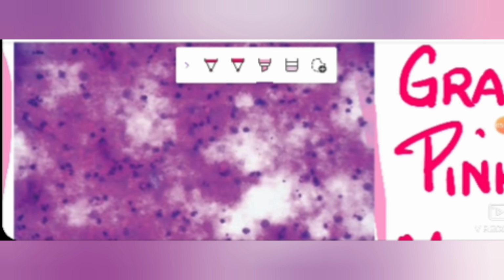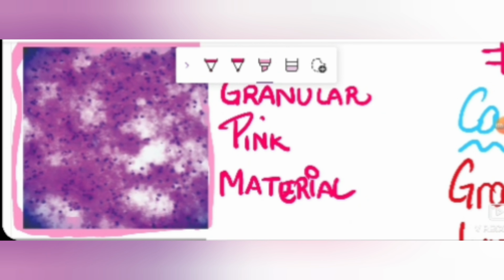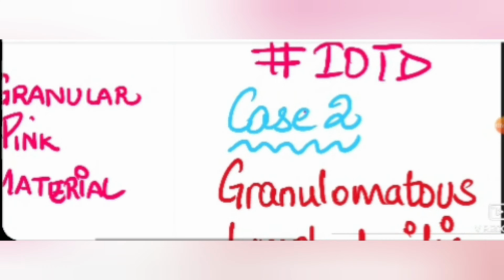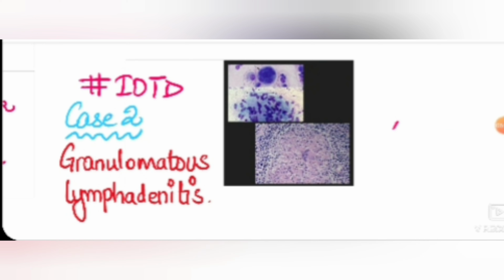Exactly what is necrosis? Necrosis is cell death, na? So it is all dirty granular material. So if you would have seen the gross showing you this caseous necrosis, then FNAC would have shown you this pink granular material. So now put everything together, guys. This was the image provided to you today. So what was the diagnosis for your IOTD of the day?